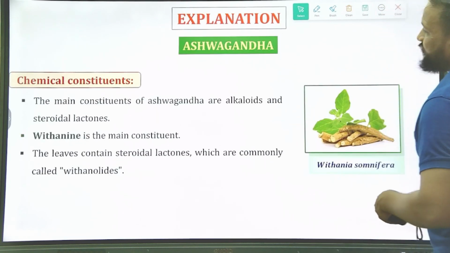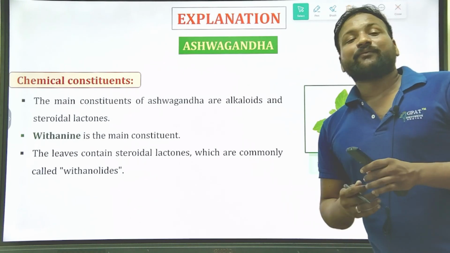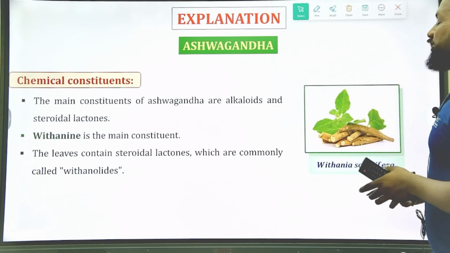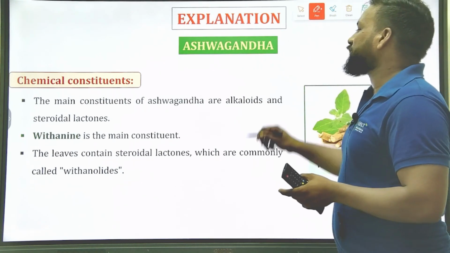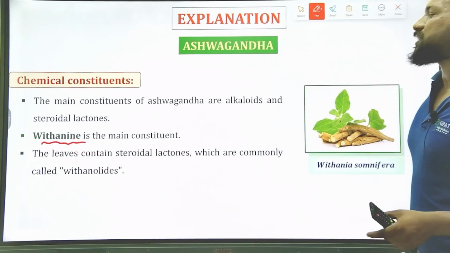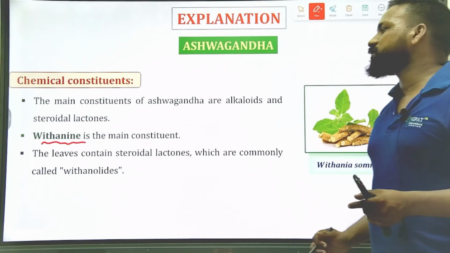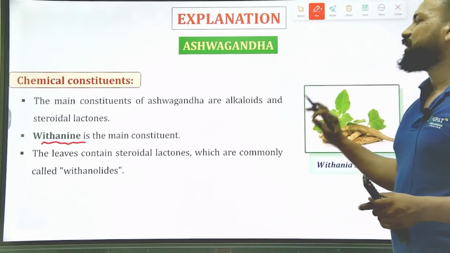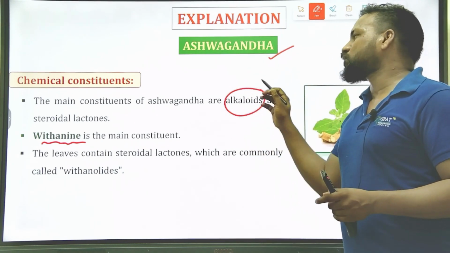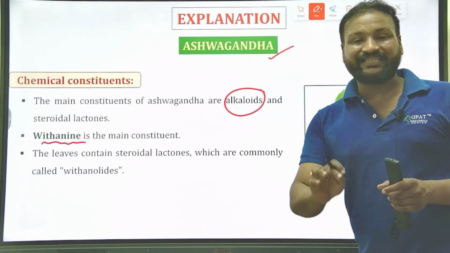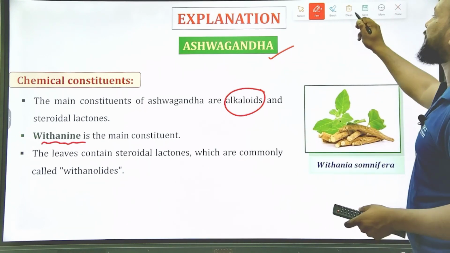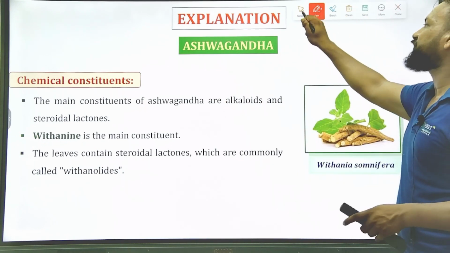Option A, ashwagandha, because it is obtained from Withania somnifera. Roots and rhizomes of Withania somnifera are nothing but ashwagandha. Withanine is the main constituent, and withanolides are the group of steroidal lactones present in ashwagandha. So withanolides are the steroidal compounds present in the ashwagandha. Yes, that's the right answer. Withanine is obtained from Withania somnifera, that is ashwagandha.